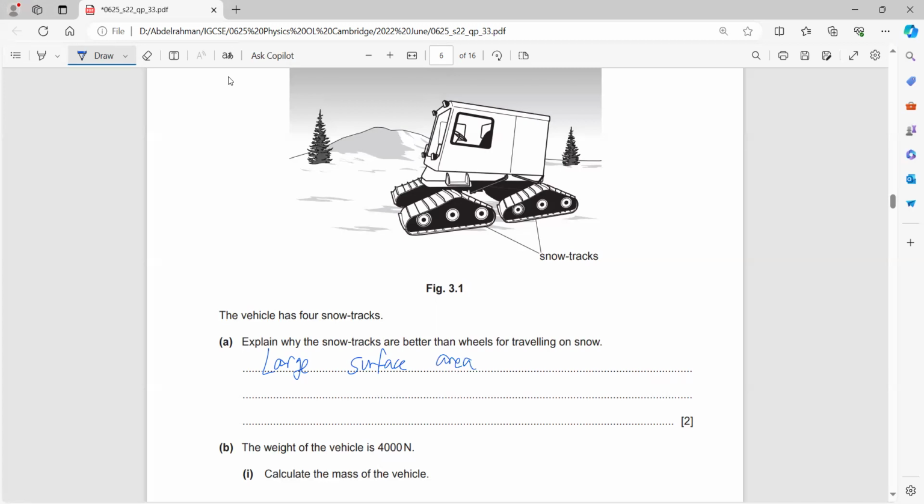Okay, it is inversely proportional to the pressure. But we will not just write down "inversely proportional" like that. We need to explain what I mean by inversely proportional. Because as I increase the surface area, what happens to the pressure? Pressure decreases. It will not sink in the snow.